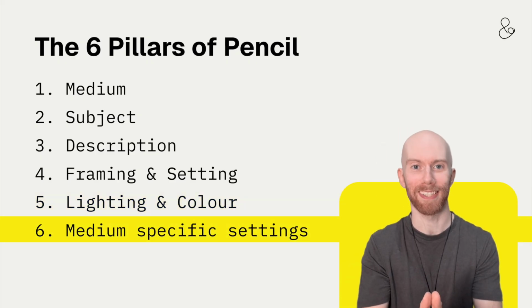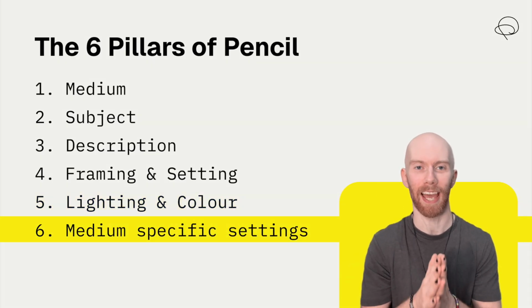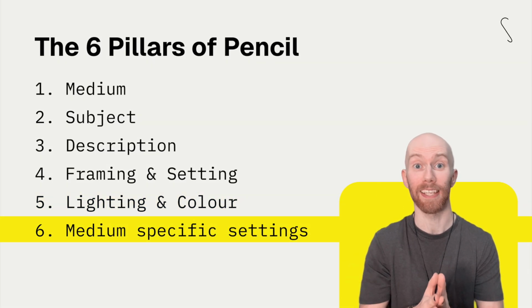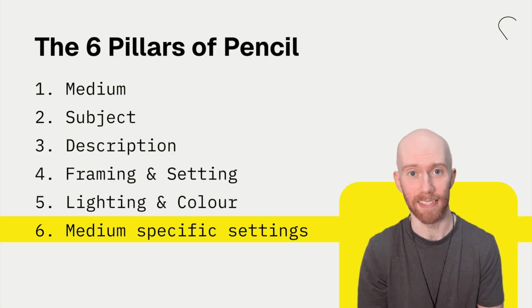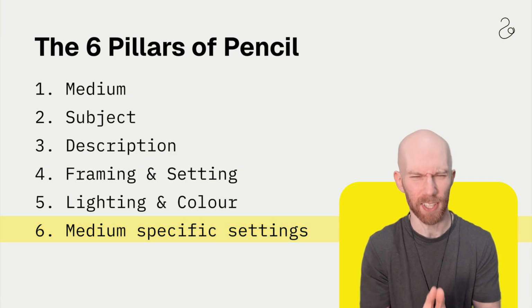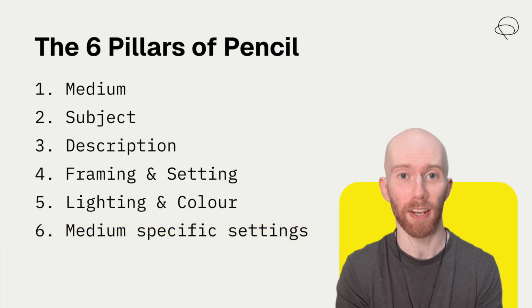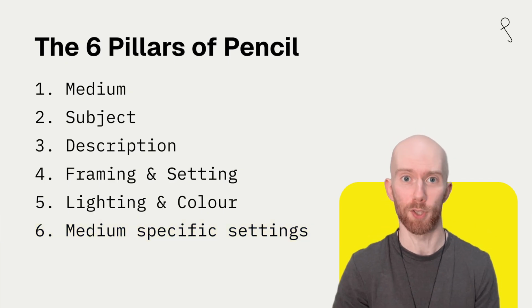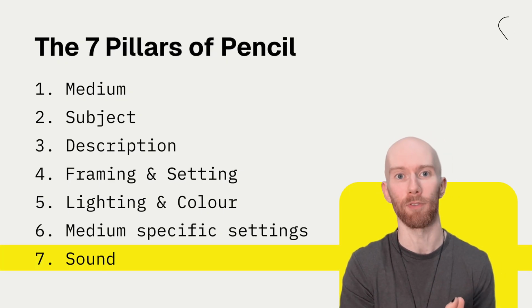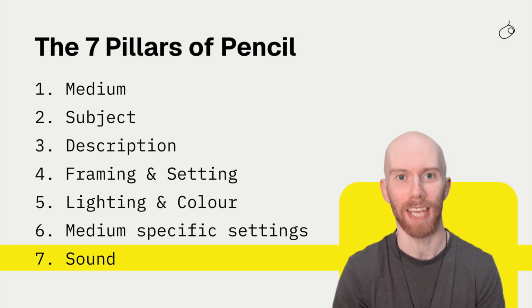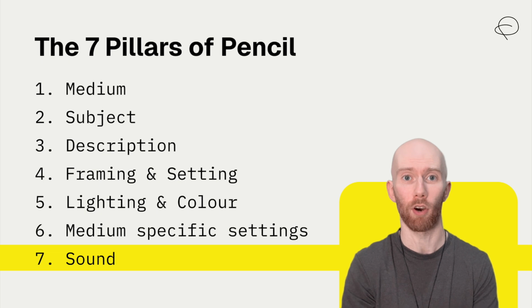And medium-specific settings allow us to add detail into how this creative is captured. Is it done with a Canon camera? Is it with a wide lens? Is there a shallow depth of field? Things like that. And depending on whether you're working with video or the model of choice that you're using, there may also be a 7th pillar, and that will be sound. What about the ambient sound of the area that we're in? What about dialogue? What about music?